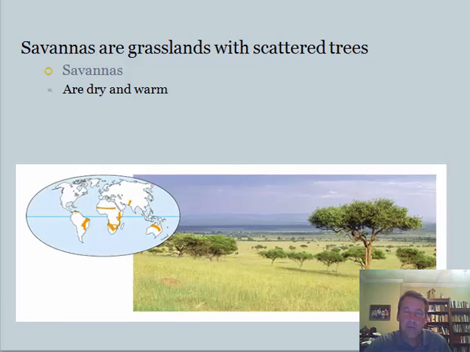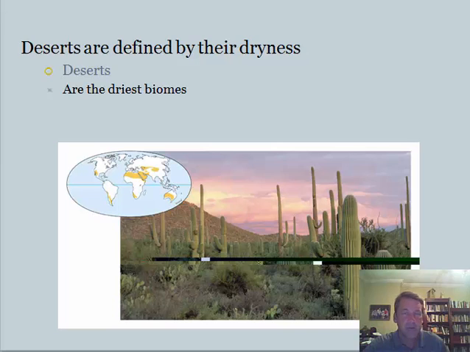The next one is the savannas. These are grasslands. They're dry and warm and just have grasses and some short trees. So no forest areas in the savannas. The next one is the deserts.